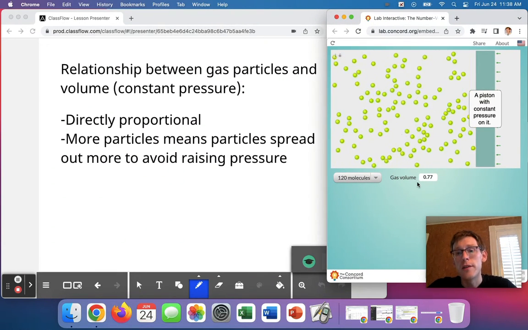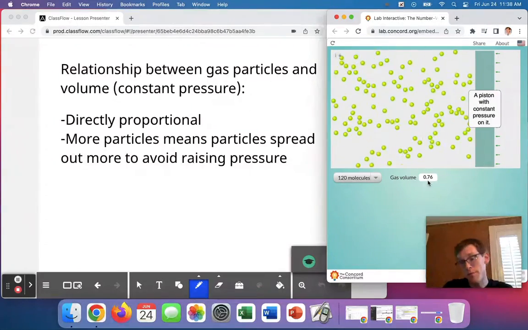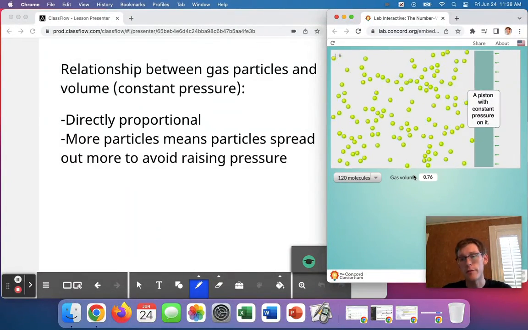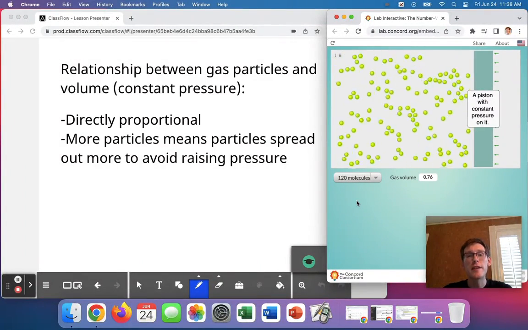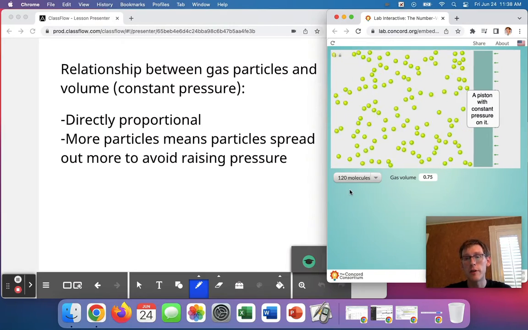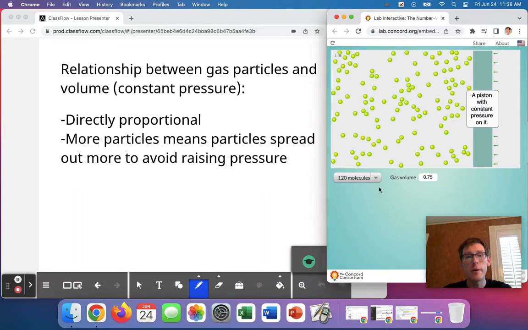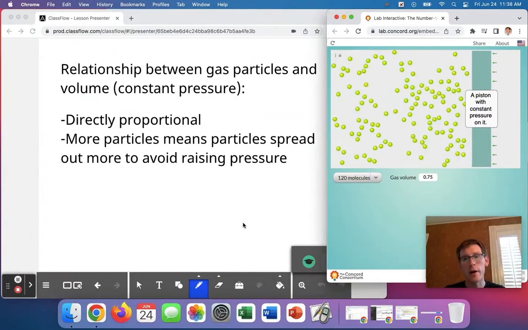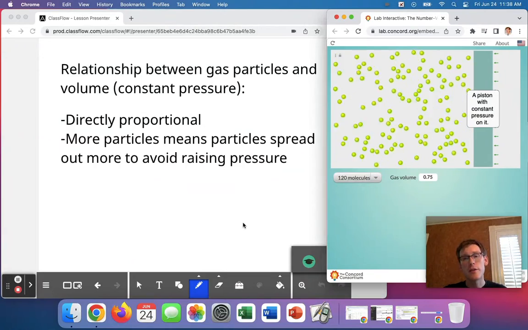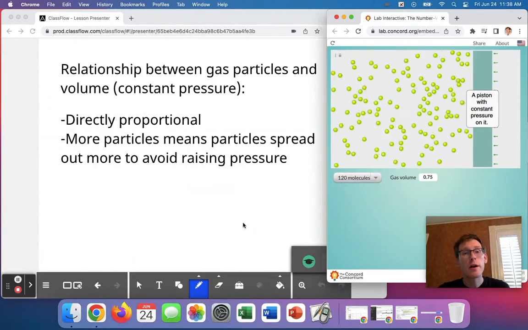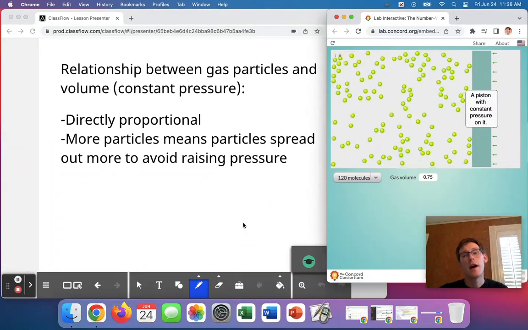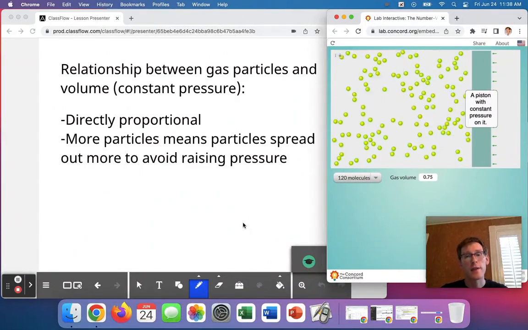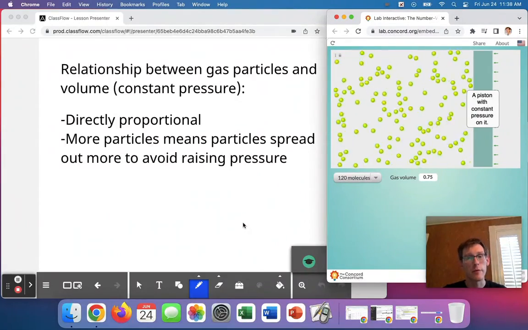As we saw, the gas volume did increase, and note it's pretty close to 0.80 as predicted. Since we've doubled the number of molecules, we're about doubling the volume. So we see a directly proportional relationship between number of particles and the volume that they occupy. And this is just a result of the fact that the particles are spreading out. They're spreading out to exert maybe more force, but over a greater surface area. And as a result, the pressure remains constant as the volume increases with the number of particles.